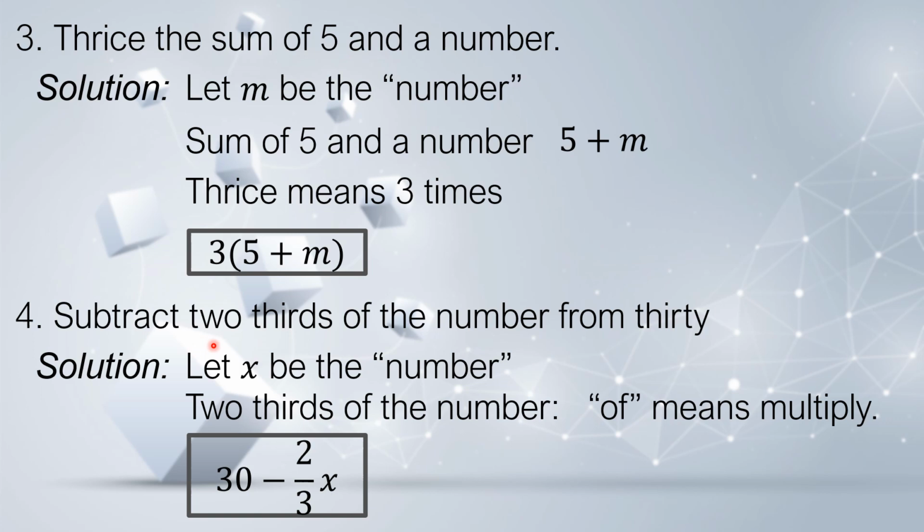Again, i-recall natin yung given verbal phrase. Subtract 2/3 of the number from 30. So, ang word dito ay subtract from. Kapag sinabing subtract from, mauuna yung pangalawang given na number. Kaya nauna ang 30 dito. And then, minultiply natin yung 2/3 ng x or 2/3 ng number or ng variable x. Kapag naman nakalagay ay subtract 2/3 x from 30, mauuna yung 2/3 x, tapos tsaka natin i-minus yung 30.